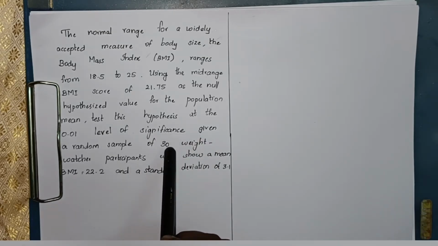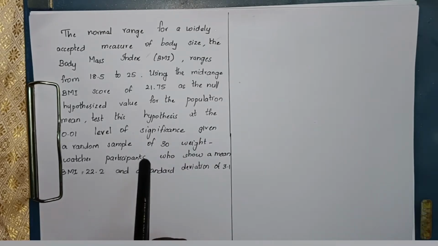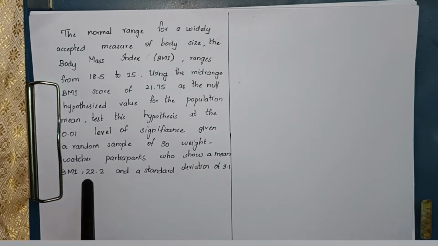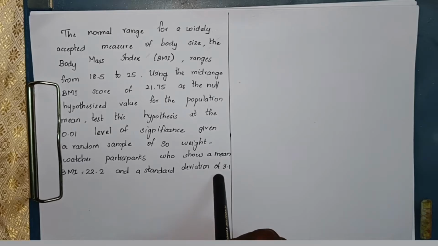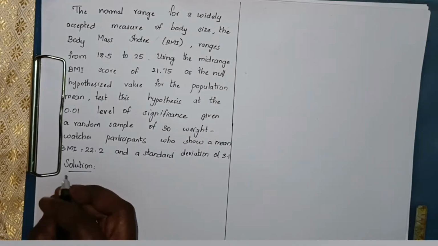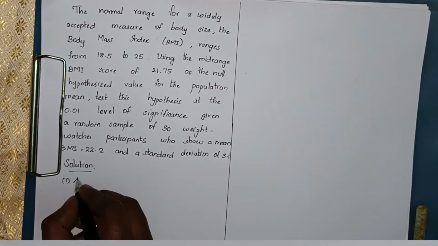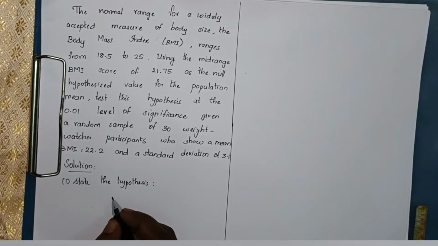Given a random sample of 30 Weight Watcher participants who show a mean BMI equal to 22.2 and a standard deviation of 3.1. So the first step is you have to state the hypothesis. You have to take two hypotheses. One is the null hypothesis. Second one is the alternate hypothesis.